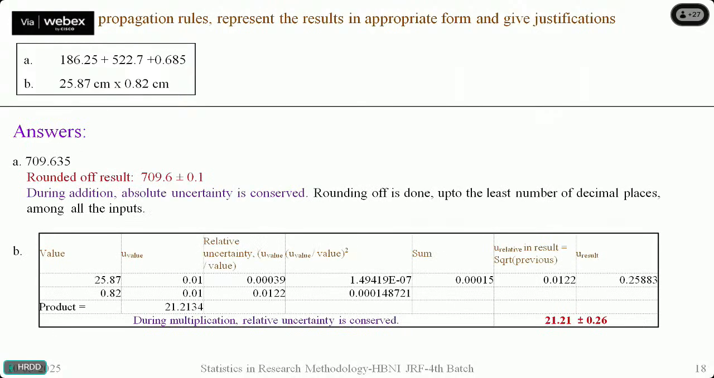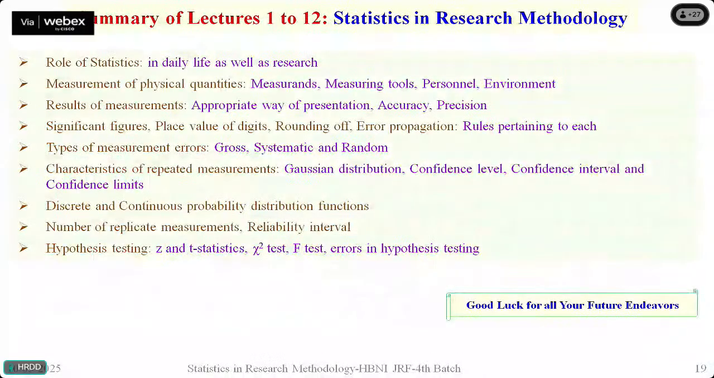These are all the things we have discussed till date. If you have any specific queries, I shall stay back. Otherwise, good luck to all of you.